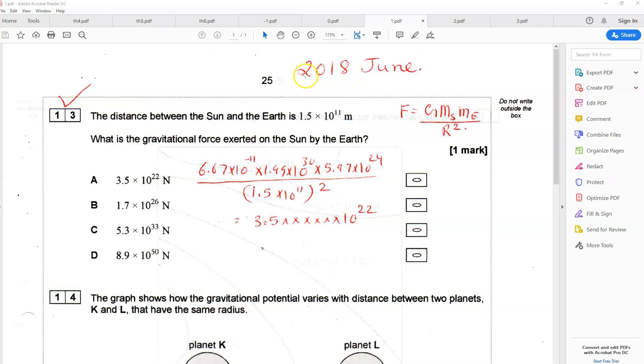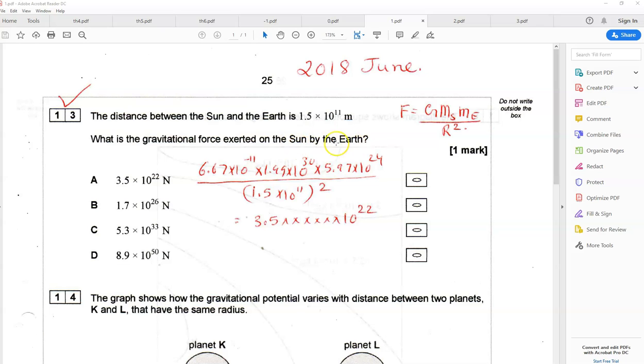So this question is from 2018 June. It's a very simple question. You can easily get 1 mark. It's just substituting the given values into the formula F is equal to Gmm by r square. The distance between the Sun and the Earth is 1.5 × 10^11 meter. What is the gravitational force exerted on the Sun by the Earth? Sometimes they can also ask you what's the gravitational force exerted by the Earth on the Sun.